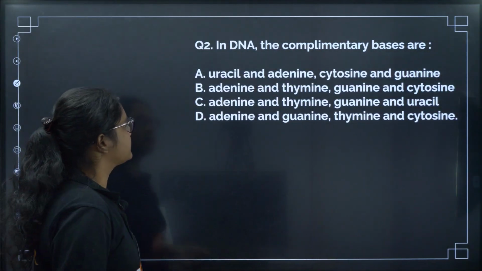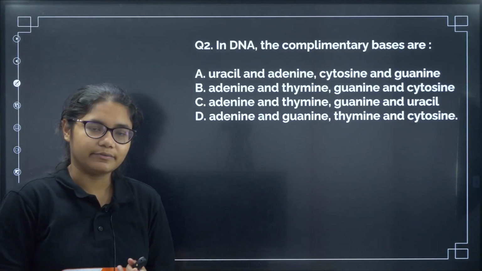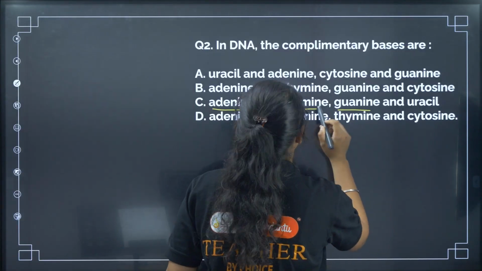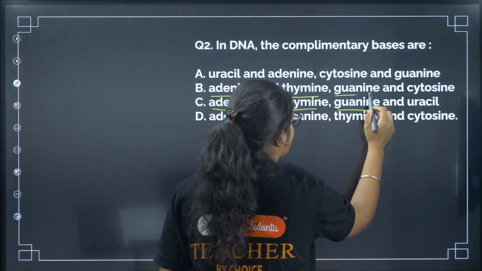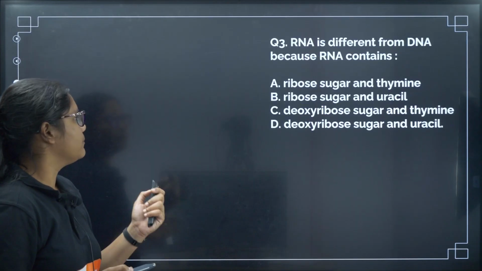Okay. Now going to the next question. In DNA, the complementary bases are... This is a very easy question. A-T and G-C, that is adenine and thymine, guanine and cytosine. So the correct answer for this question is option number B.